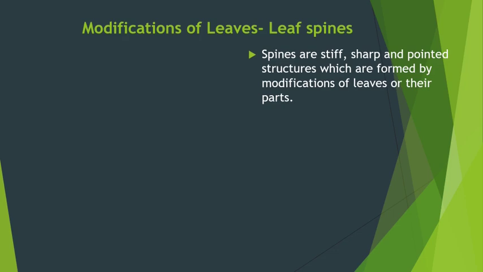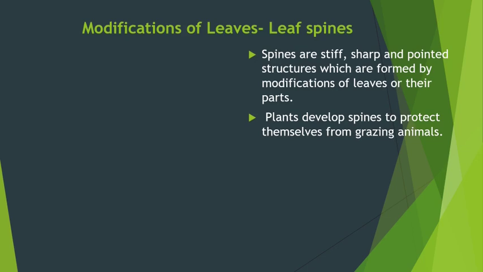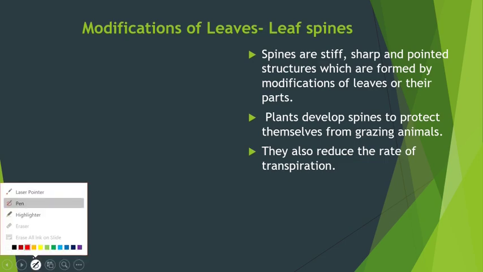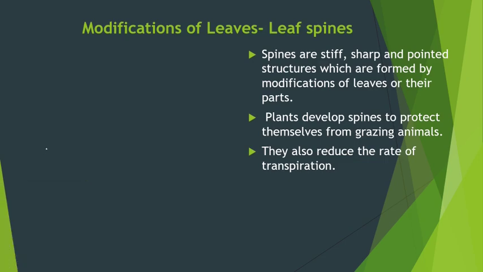Spines are stiff, sharp, pointed structures which are formed by modification of some part of the leaf or the entire leaf. Plants develop spines either to protect themselves from grazing animals or to reduce the rate of transpiration. For example, Opuntia is a xerophytic succulent plant. In Opuntia, the entire stem is modified to form a leaf-like structure.